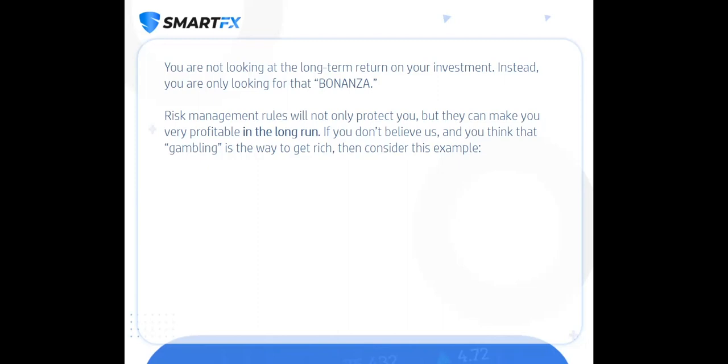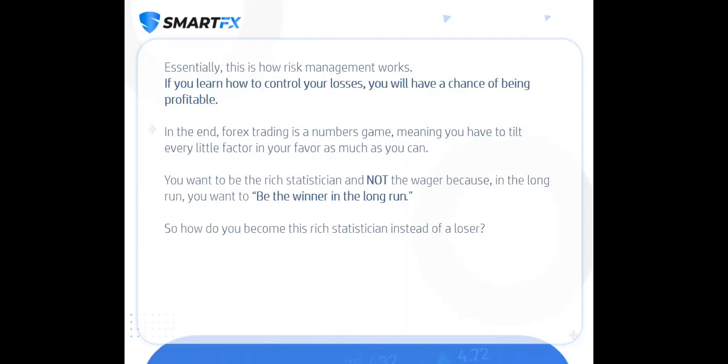So think in a way to get rich. How are you going to get rich? I'm going to give you an example. You should not just bet on anything, or play in a way that it's a fluke. You have to understand and analyze the market. Now, how does risk management work? If you learn how to control your losses, you will have a chance of being profitable.